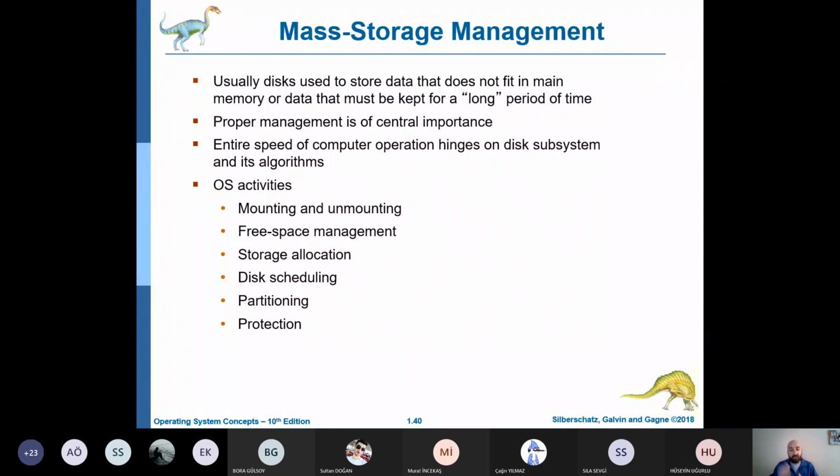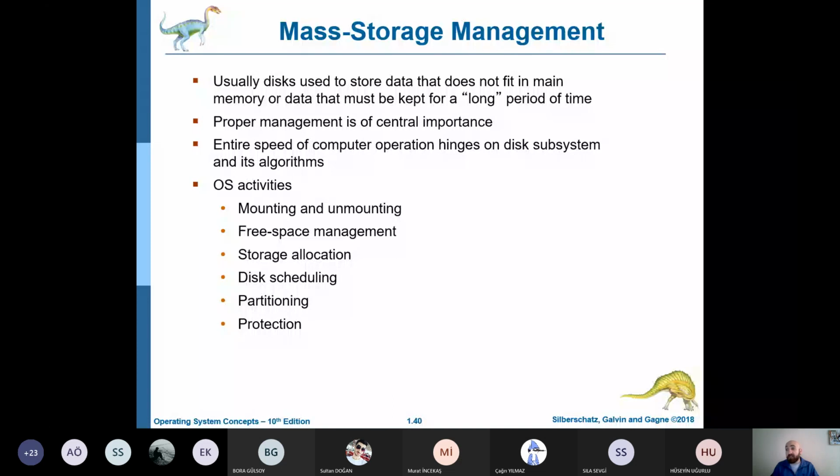Also, we are going to write that data to secondary storage too. So that means it's also a destination for us. So the proper management of secondary storage has a central importance on a computer system. The operating system is responsible for these activities in connection with secondary storage management as mounting and unmounting. We have to mount or unmount our secondary storage devices.